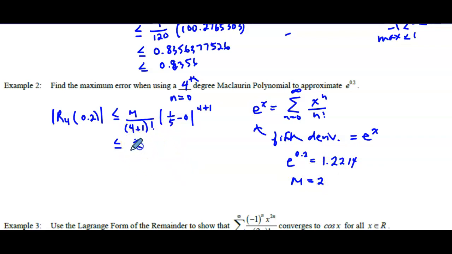So that's going to be 2 over 120. And then for the decimal form, again, use your calculator. Your value is very accurate in this case. It's actually a repeating decimal. I'm going to leave it like that.